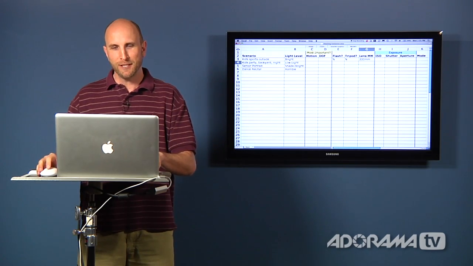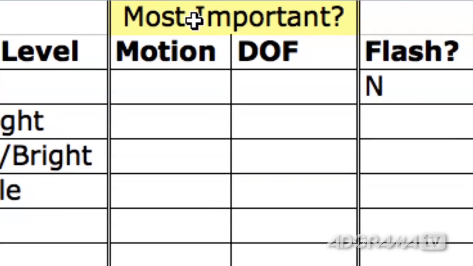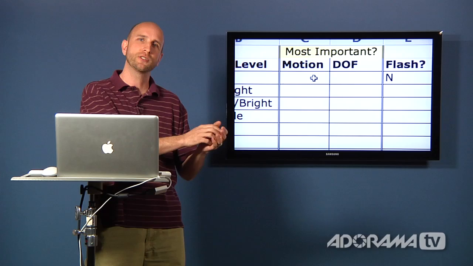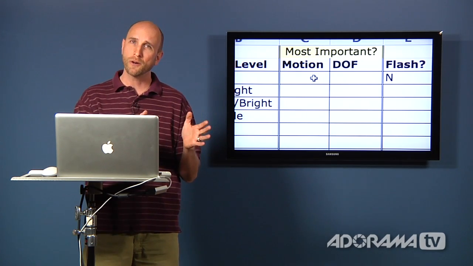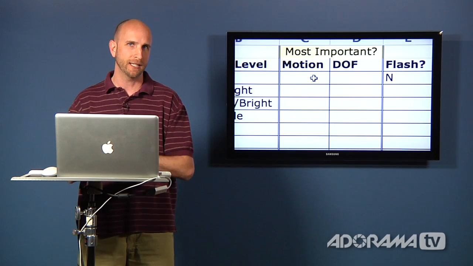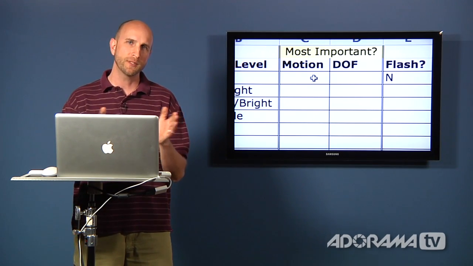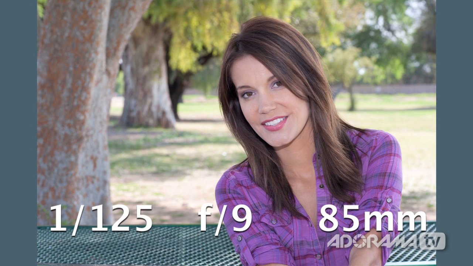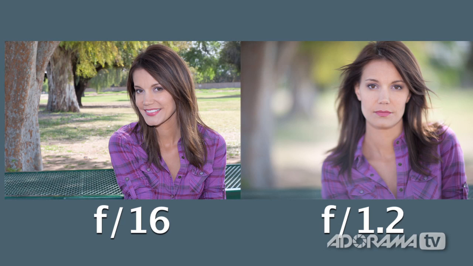And so what we're going to do here is answer this question: what is the most important thing? Is it controlling motion, either freezing motion or showing motion, or is it controlling depth of field? How much is in focus in the image? Now, if you're new to these terms, we covered depth of field in Digital Photography 101 episode 12, and there's a lot of information about depth of field in that episode. So if this is new to you, watch that because it'll really help you out.